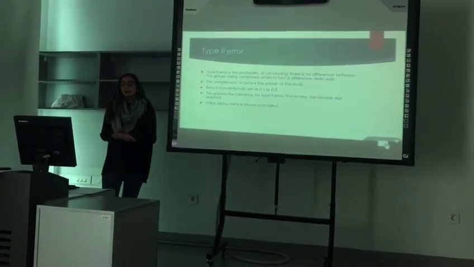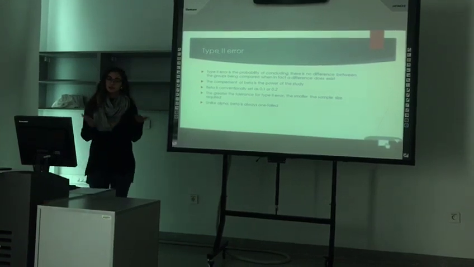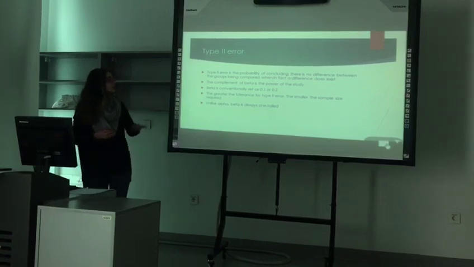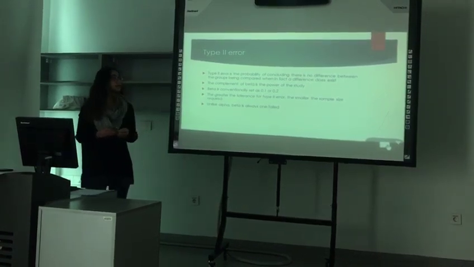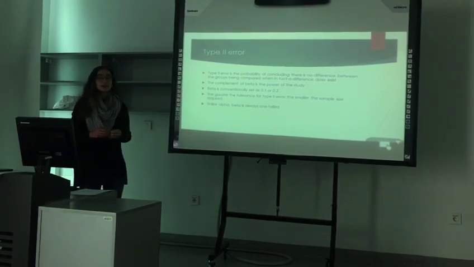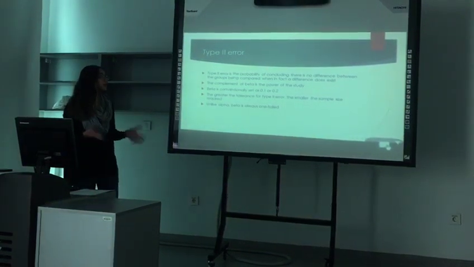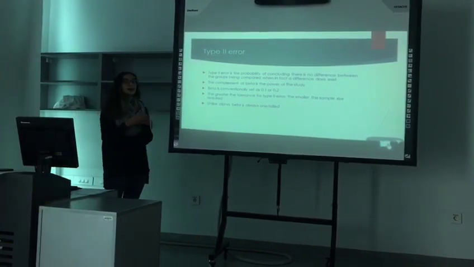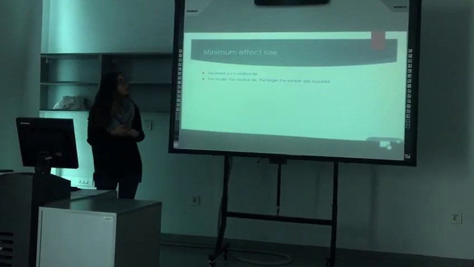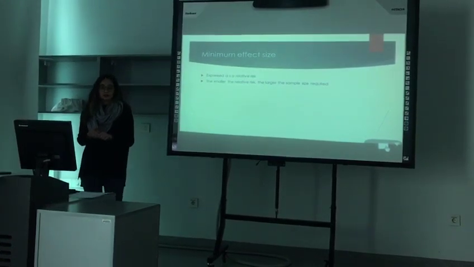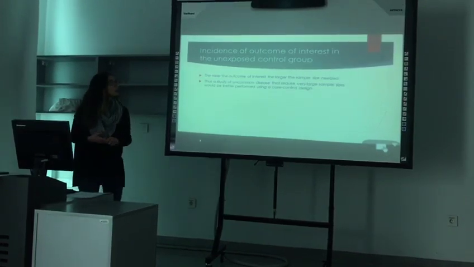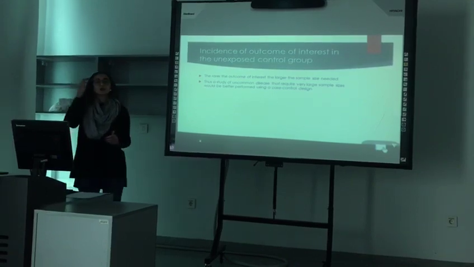Type 2 error is defined as the probability of concluding there is no difference between the groups when in fact a difference does exist. The complement of beta is the power of the study, and beta is conventionally said to be 0.1 or 0.2. The greater the tolerance for a type 2 error in a study, the smaller the sample size required. And unlike alpha, beta is always one-tailed. The minimum effect size is expressed as a relative risk, and the smaller the relative risk, the larger the sample size required. Incidence of outcome of interest in the unexposed control group.